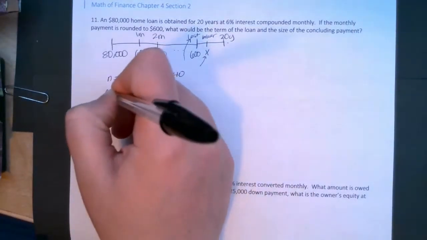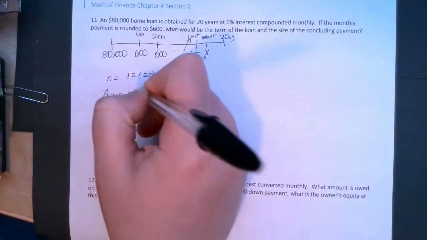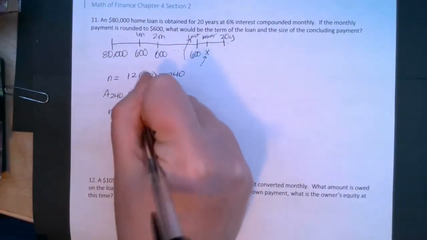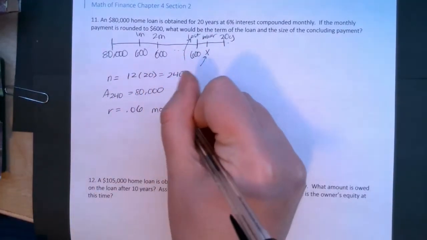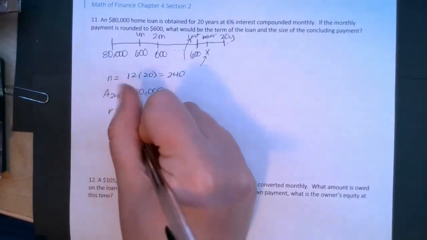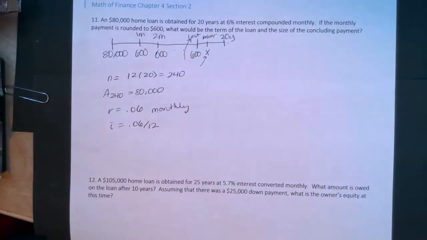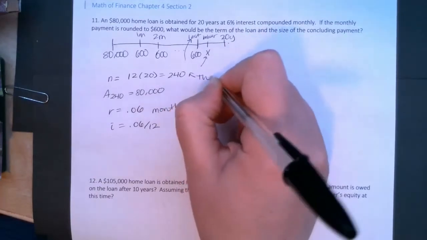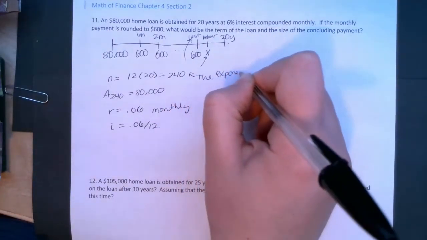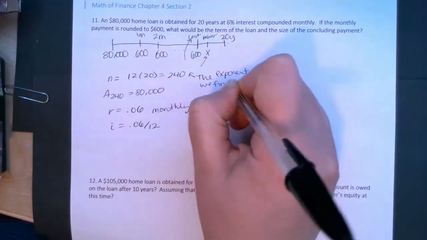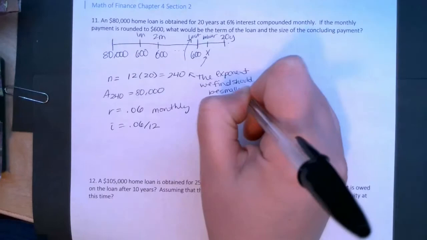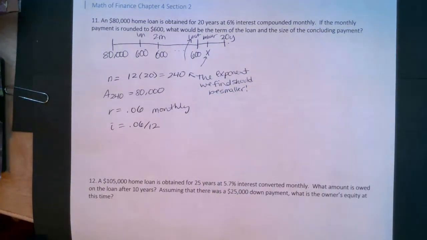So then we know that a 240 would be our 80,000. And then we have our interest rate at 6%, so that'd be 0.06, and it's monthly. So that means our i is 0.06 over 12. Okay, and again, we're trying to figure out the exponent. The exponent we find should be smaller. If it's not, something went very, very wrong.